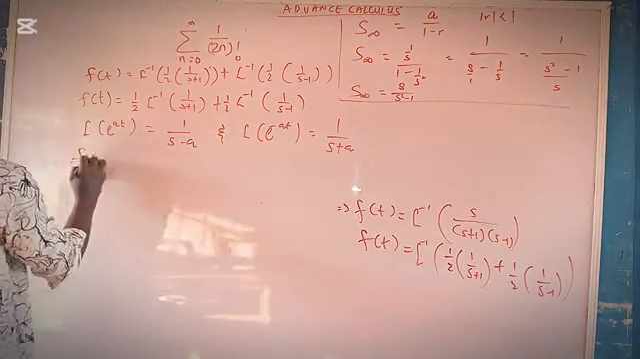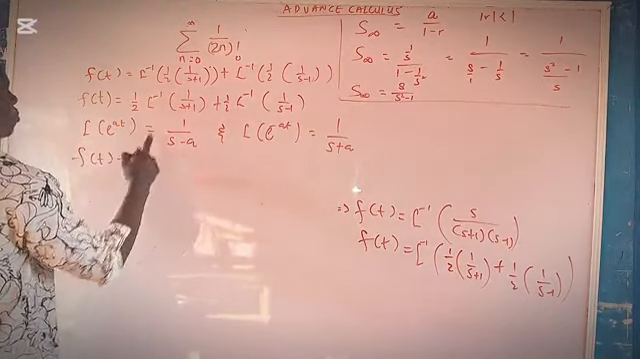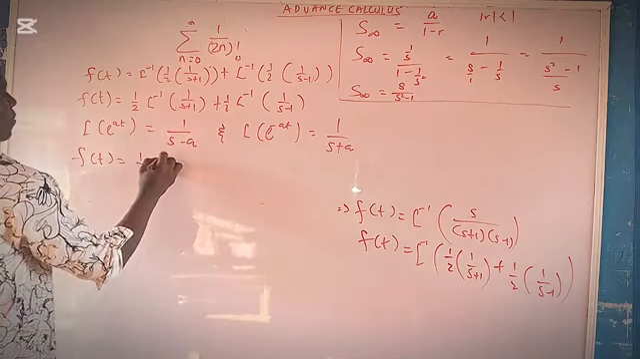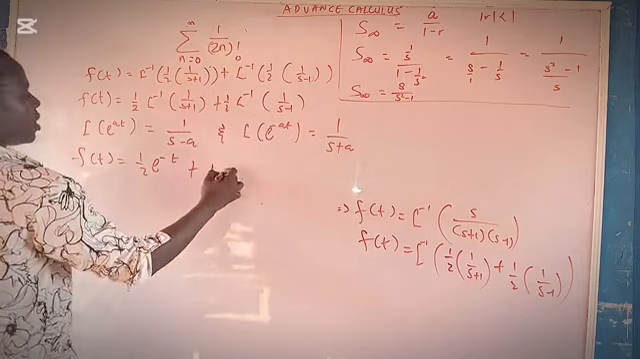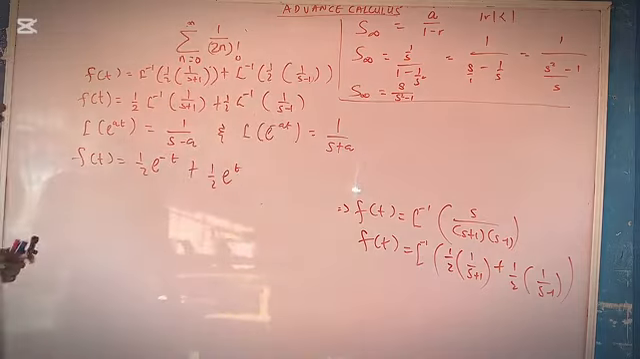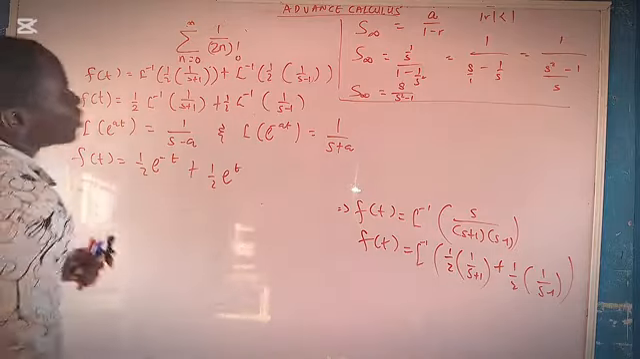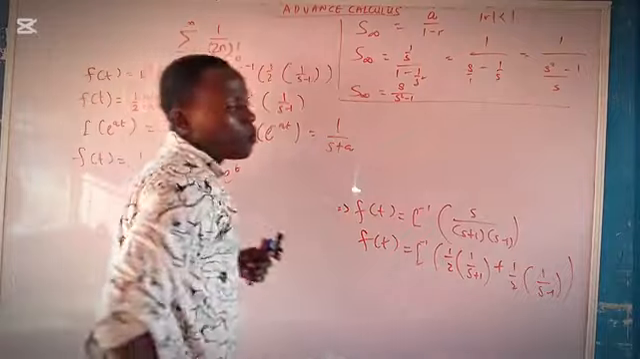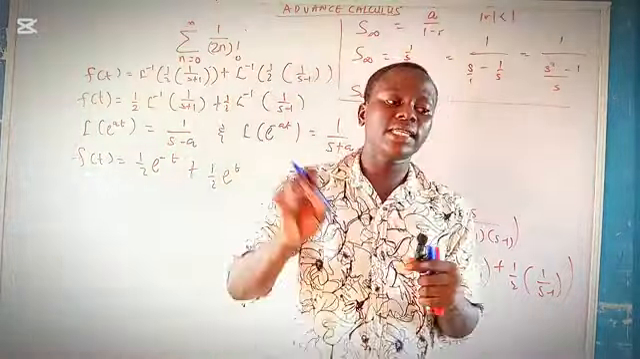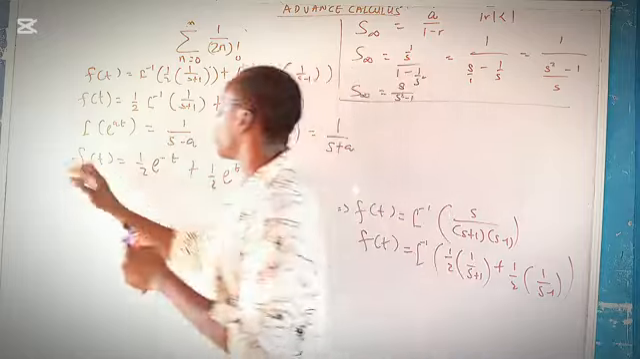So therefore, we have f of t is equal to 1 over 2 e raised to the power of negative t, then plus 1 over 2 e raised to the power of t. Okay. That's cool. So remember, we said for this to be true, what will be the value of t? We said t must be 1. So you substitute t to be 1 here.